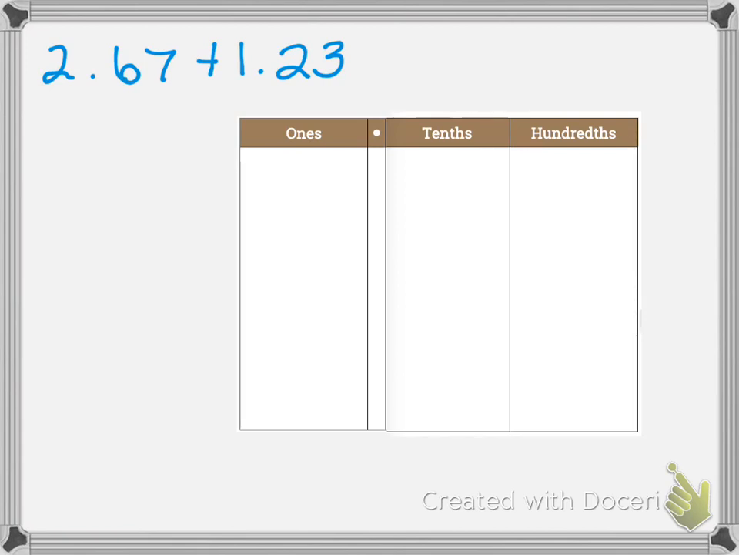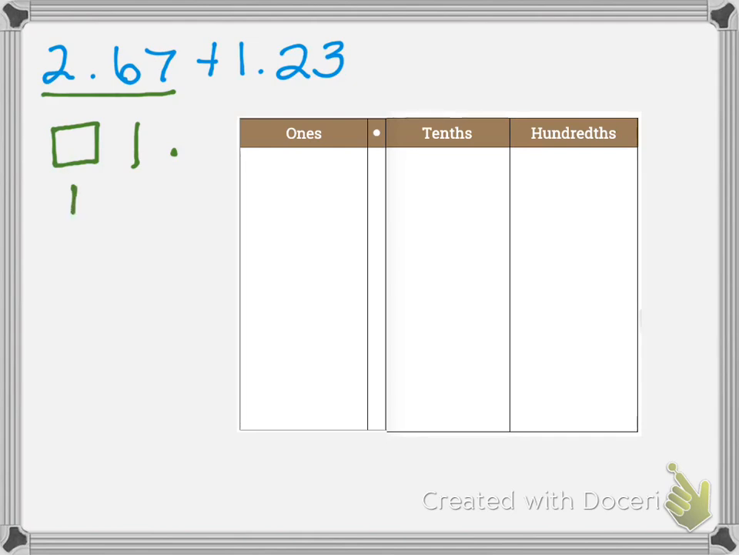So as a reminder, this is going to signify ones. This is going to signify tenths. And a dot will signify hundredths. So the first thing we're going to do is build 2 and 67 hundredths.